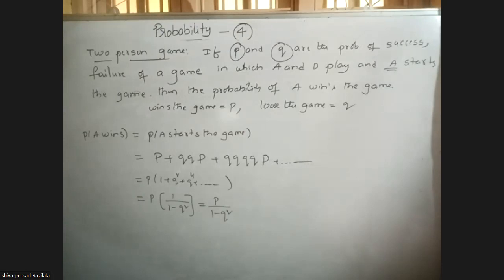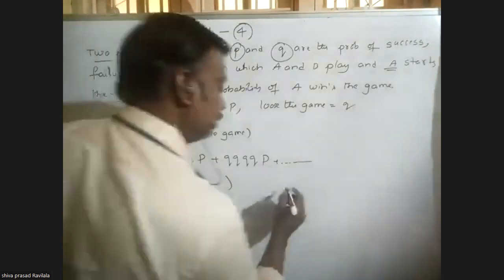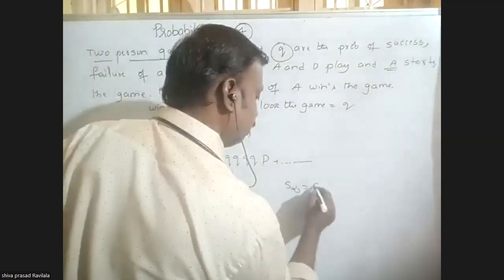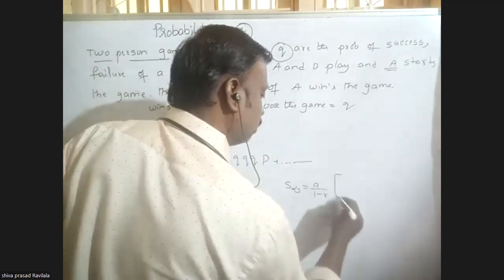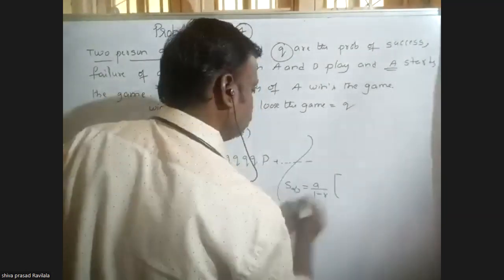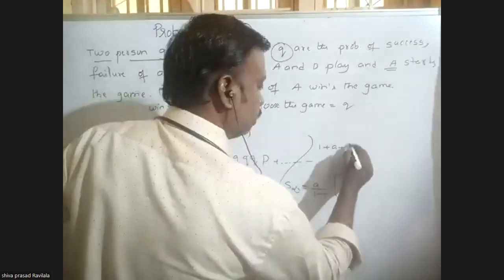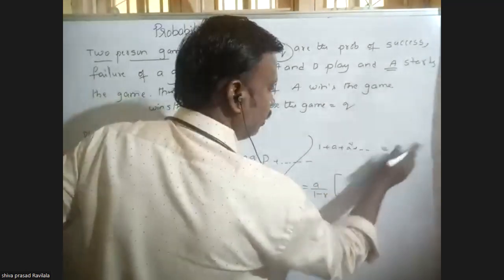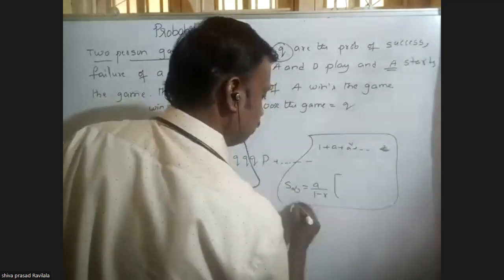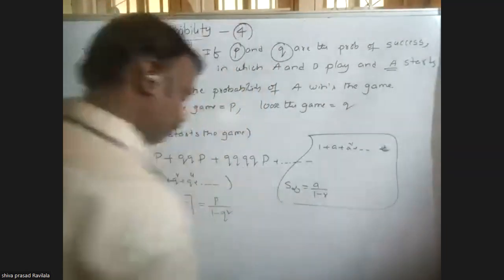Sir, in the series P of 1 plus Q square plus Q power 4 plus so on, why are we writing P of 1 by 1 minus Q square? S infinity equal to A by 1 minus R, where the series is 1 plus A square plus so on up to infinity. In GP, S infinity is equal to A by 1 minus R.